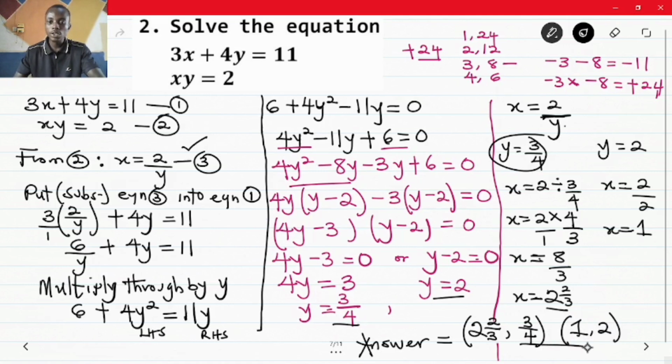So this is the answer that solves this equation. As you can see, x is 1, y is 2. That is 1 times 2 is 2 here. And when we put 1 here also, 3 times 1, that's 3. 4 times 2, y is 2, 4 times 2, that's 8. Then we have 3 plus 8, and that's 11. So these answers are valid. If I try that on this also, I'll get the same thing. So that wraps it up for this example.